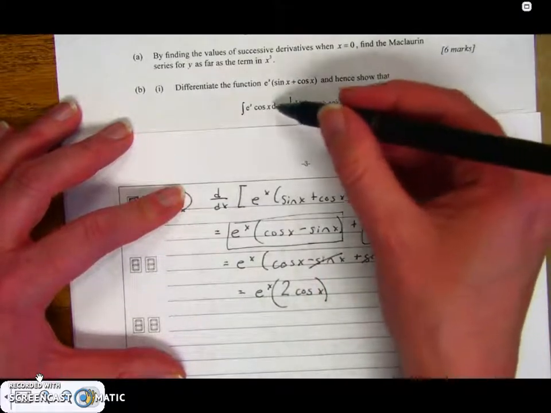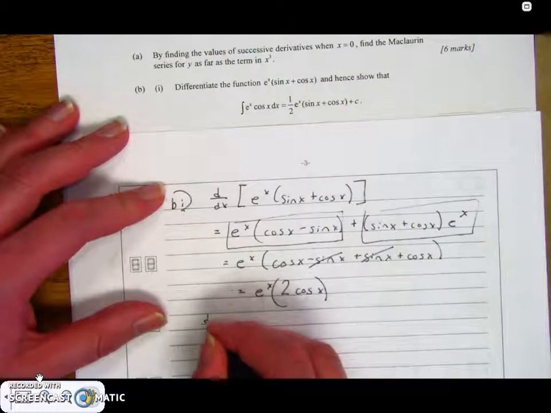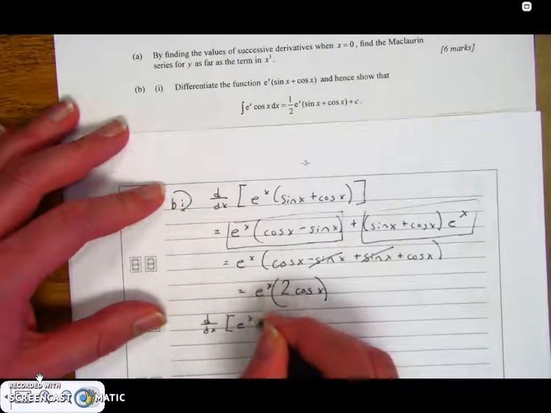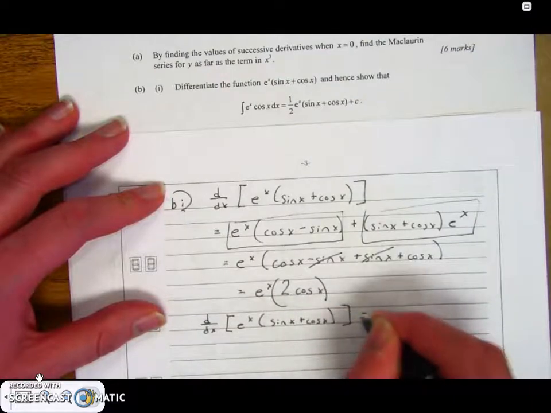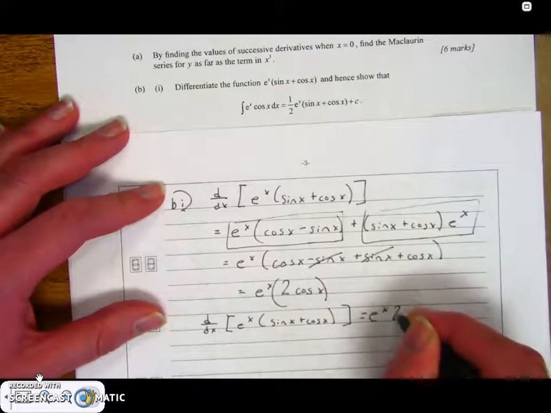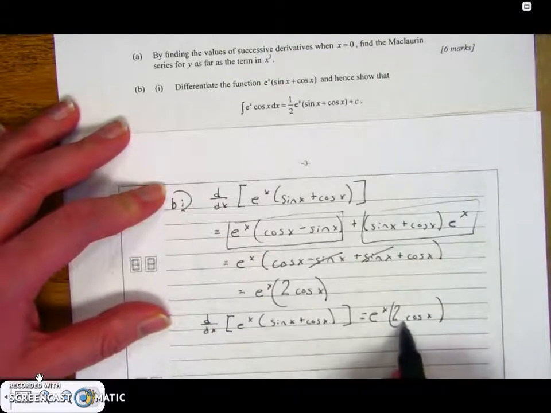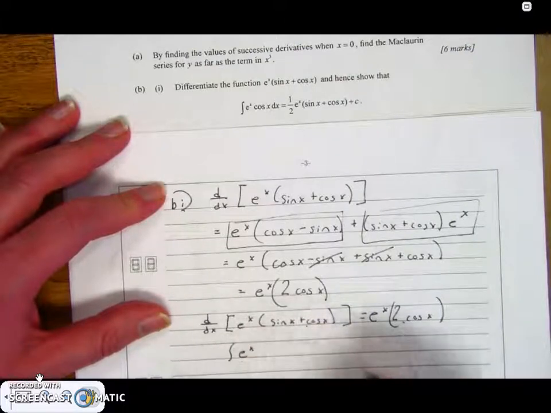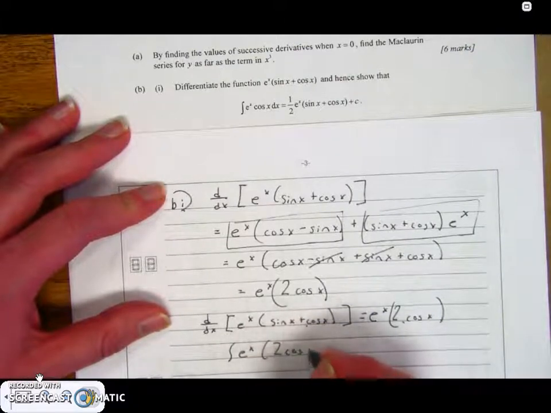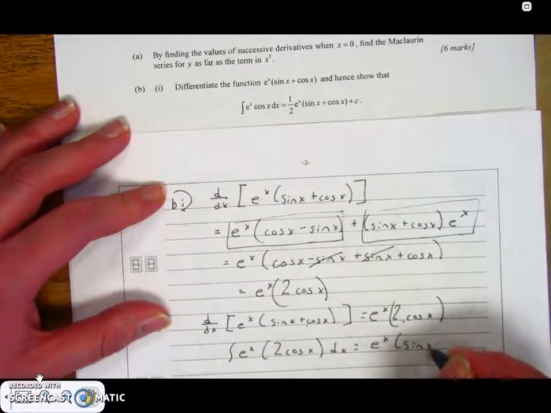And if you look, that's so close to what I have here. So let's look at what this means. I have that the derivative of e to the x times sine x plus cosine x equals e to the x 2 cosine x. Well, what that means is if I integrate this, I'll get back to here. These are inverse operations. So I have the integral of e to the x times 2 cosine x would give me e to the x times sine x plus cosine x.